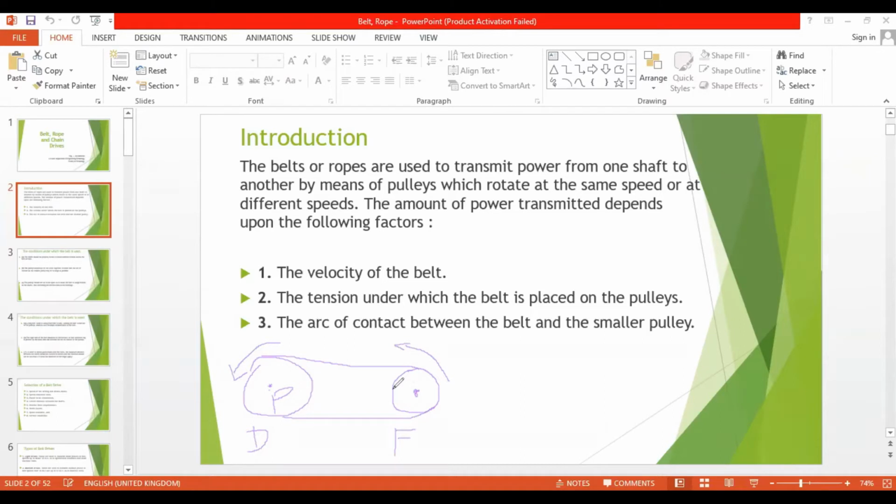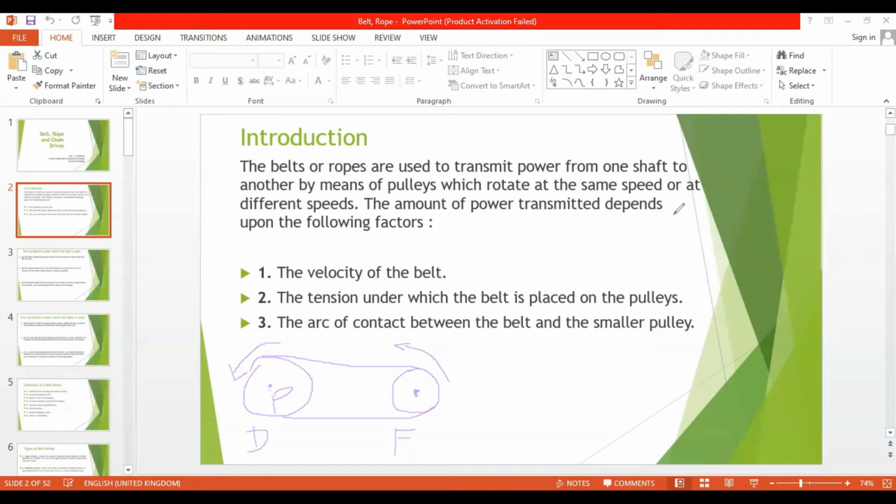Either we can go for belt drive, sometimes it's called rope drive also, right? Or else we can go for chain drives, right? Or else we can go for gears, right? Depending on the distance between these two points, from where the power is generated and where the power needs to be transmitted, we'll go for the type of drive, right?